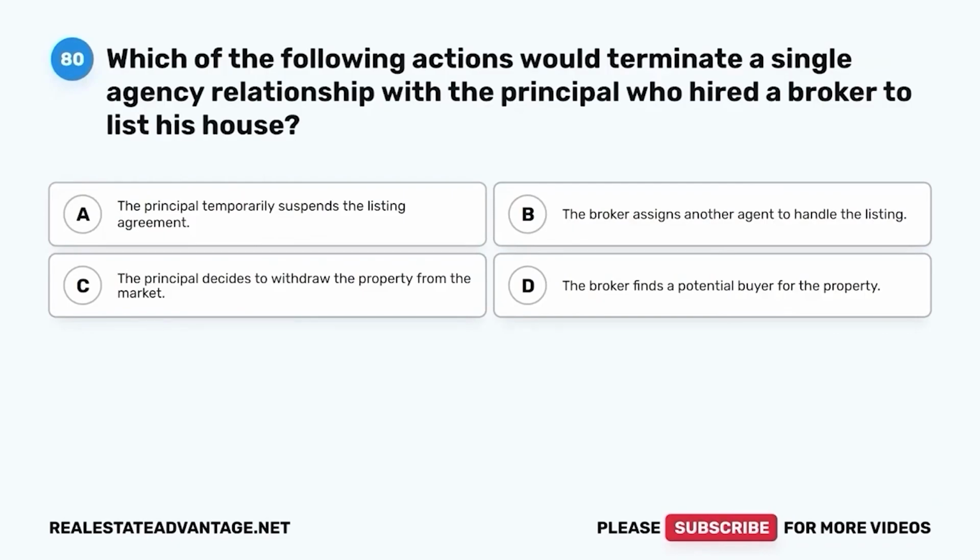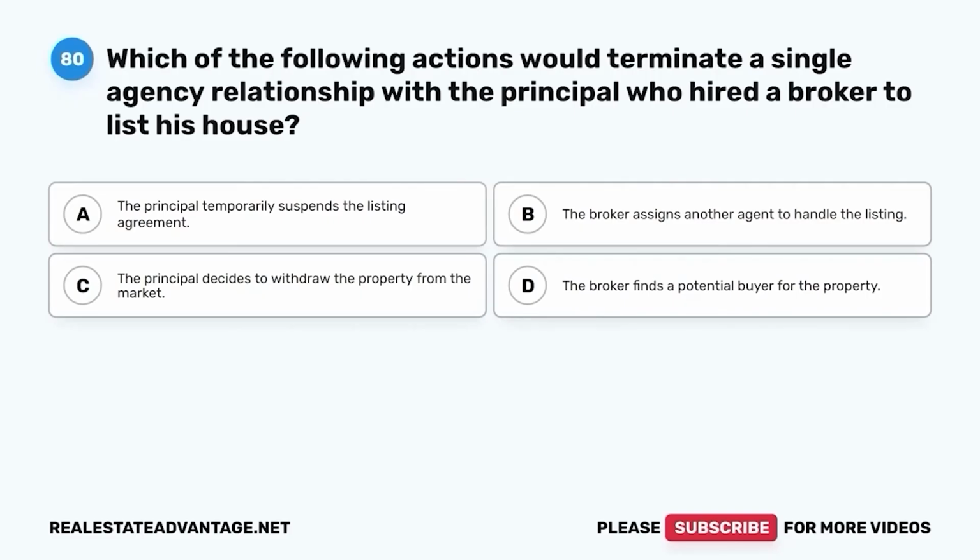Question 80. Which of the following actions would terminate a single agency relationship with the principal who hired a broker to list his house? A. The principal temporarily suspends the listing agreement. B. The broker assigns another agent to handle the listing. C. The principal decides to withdraw the property from the market. D. The broker finds a potential buyer for the property.